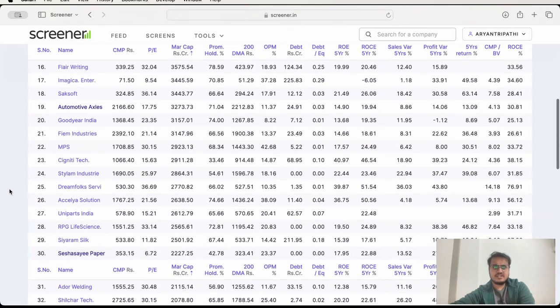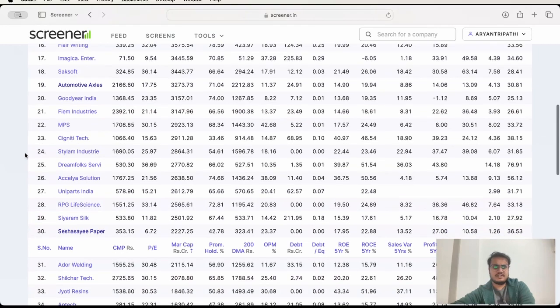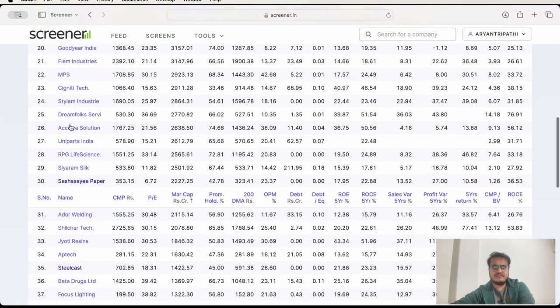Then Saksoft came. And then what else? Dreamfolks Services came. I am bullish on Dreamfolks Services. Maybe it's overvalued, undervalued.